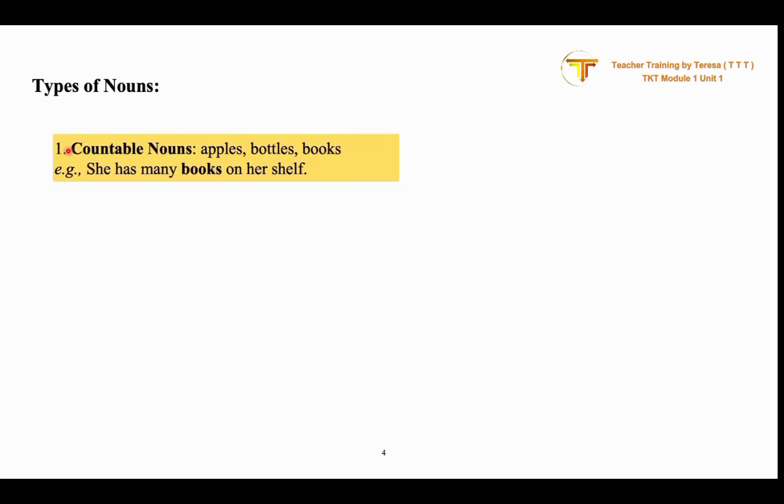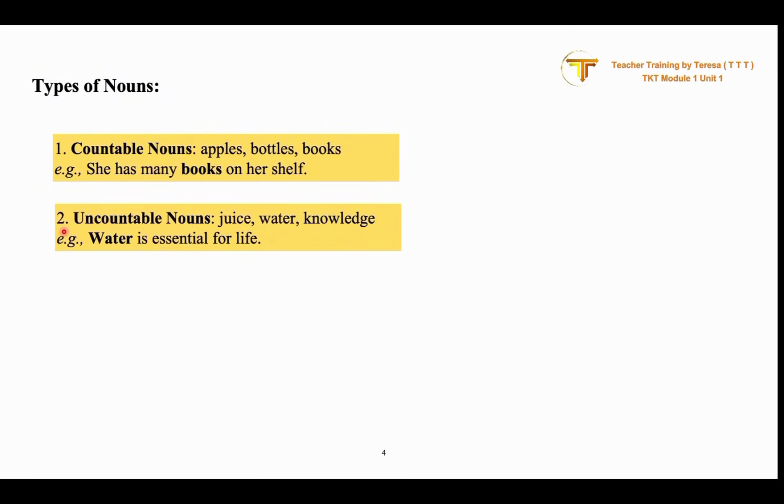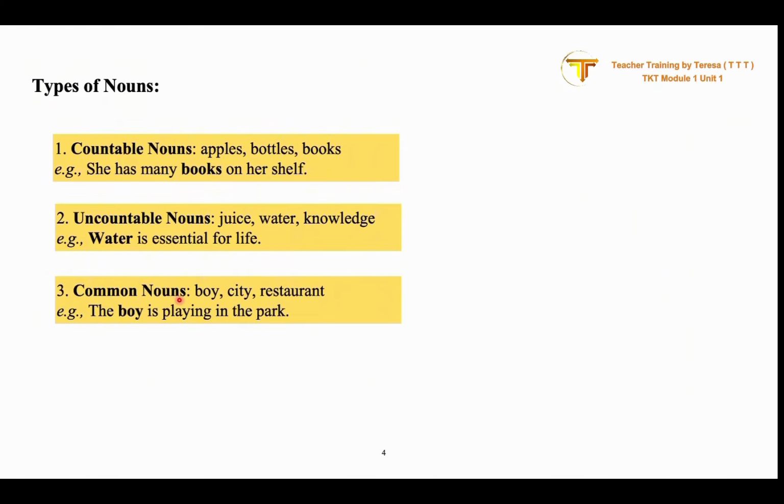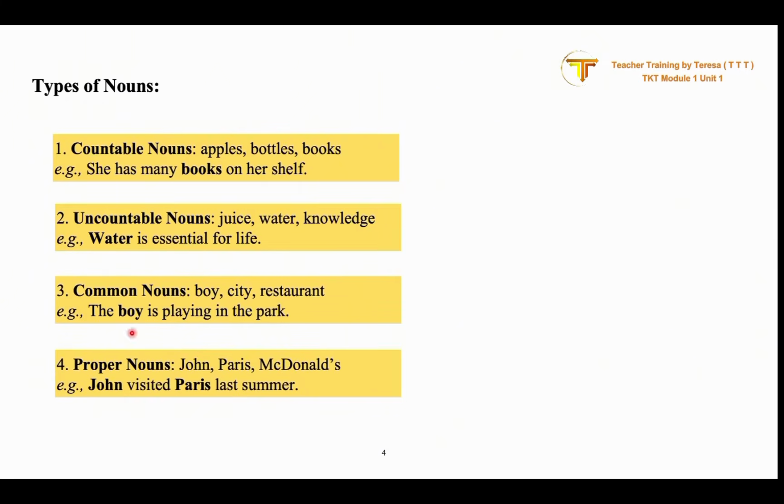Types of nouns. 1. Countable nouns: apples, bottles, books. She has many books on her shelf. 2. Uncountable nouns: juice, water, knowledge. Water is essential for life. 3. Common nouns: boy, city, restaurant. The boy is playing in the park. 4. Proper nouns: John, Paris, McDonald's. John visited Paris last summer.